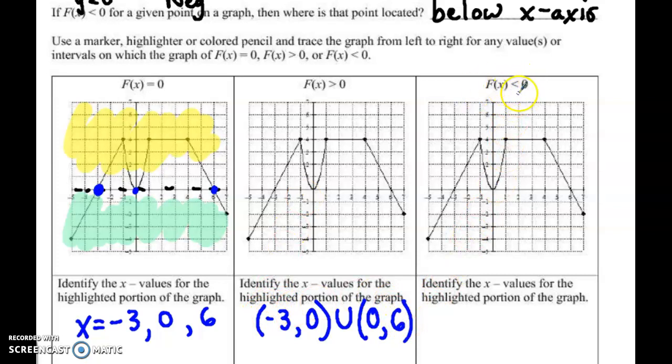Now how about being below the x-axis? Again, we read this left to right. So -5 to -3. Notice I'm using a bracket with -5 because it's defined and below the x-axis at -5. But it's no longer below the x-axis once I get to -3, so a parenthesis there. And then same thing all the way over here once you get to 6, and then 7 with a bracket because it is defined and below the x-axis there.